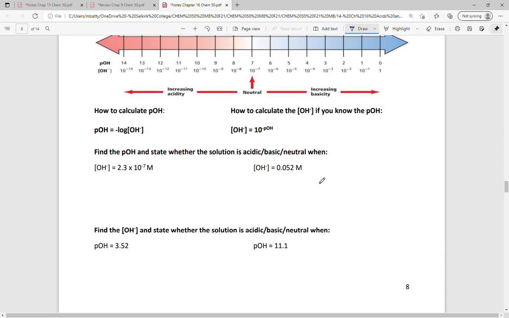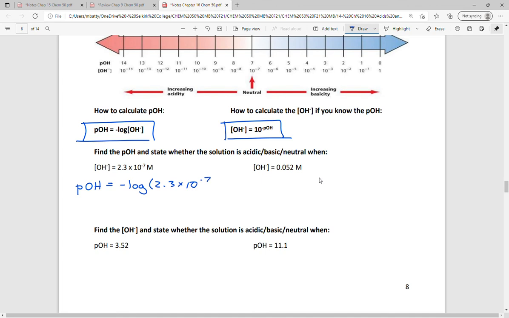The ways of calculating it are exactly the same, except you're subbing in the other ion. And so in these ones, if I want to find the pOH, pOH is going to equal the negative log of my 2.3 times 10 to the negative 7. And your calculator can help you handle this. So I've got 2 sig figs in my hydroxide ion concentration, so my pOH is going to have 2 decimal places, or running that through my calculator, 6.64 on my pOH scale.